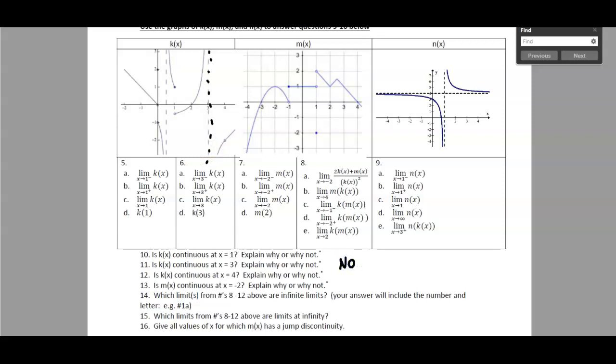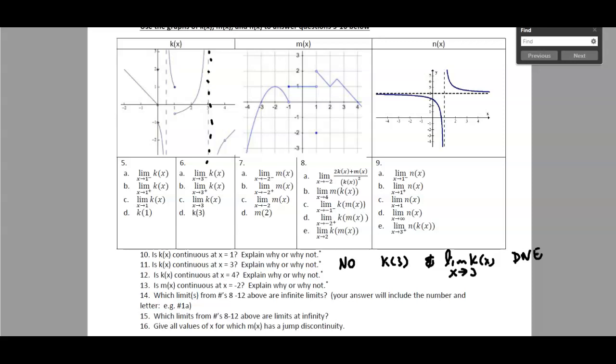And you could say two different answers there. You could say because k of 3 is not defined, or you could also say that the limit of k of x as x approaches 3 is not defined or does not exist. Okay, when you have a vertical asymptote, neither the limit nor the y value exist at that point.